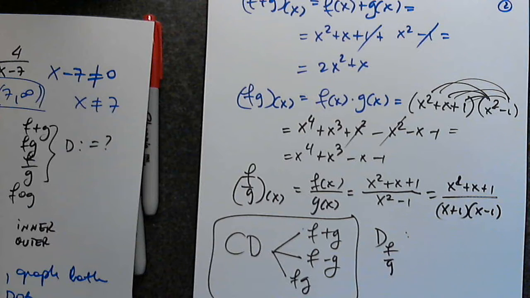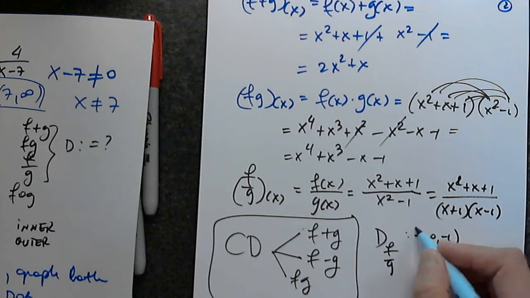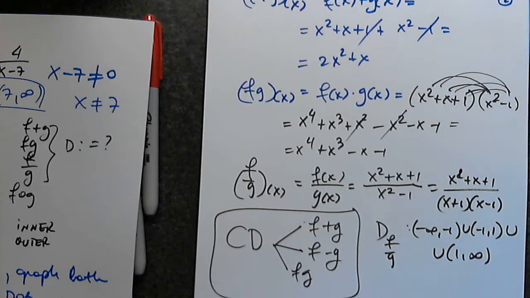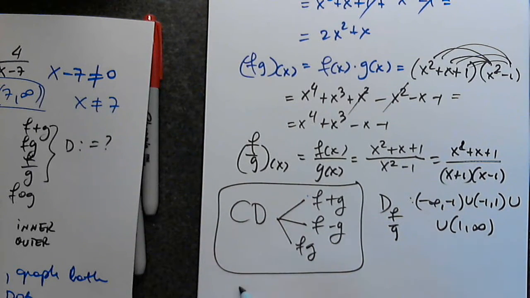From the common domain, we must exclude what? Very good. So we will write negative infinity to -1, union -1 to 1, union 1 to infinity. In plain English, exactly what you just said. Everything but -1 and 1. We're also asked to find the function composition.